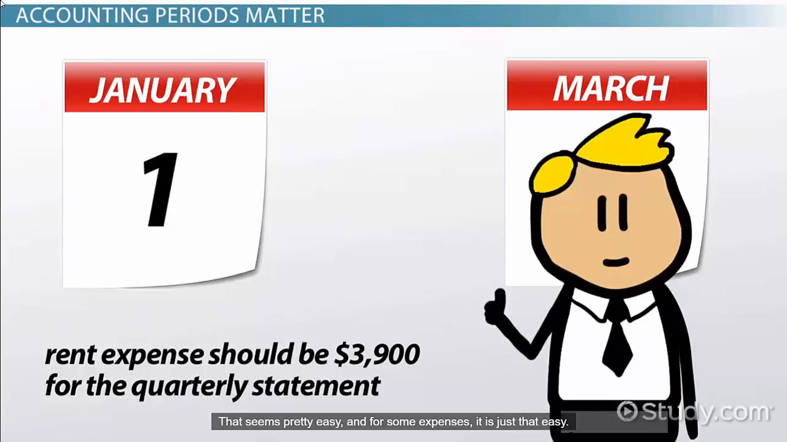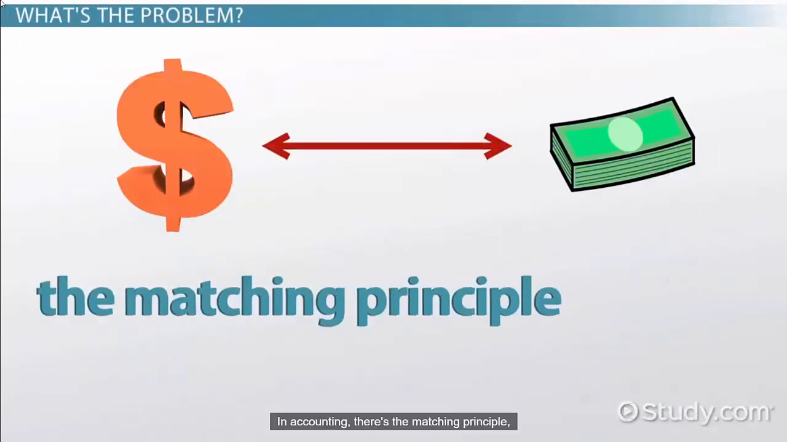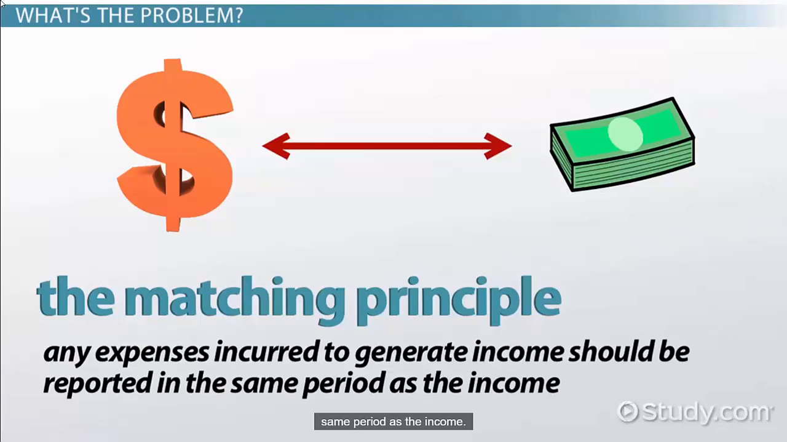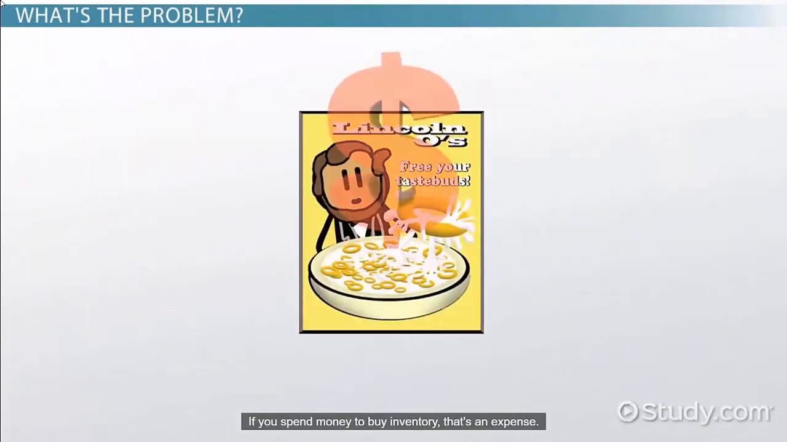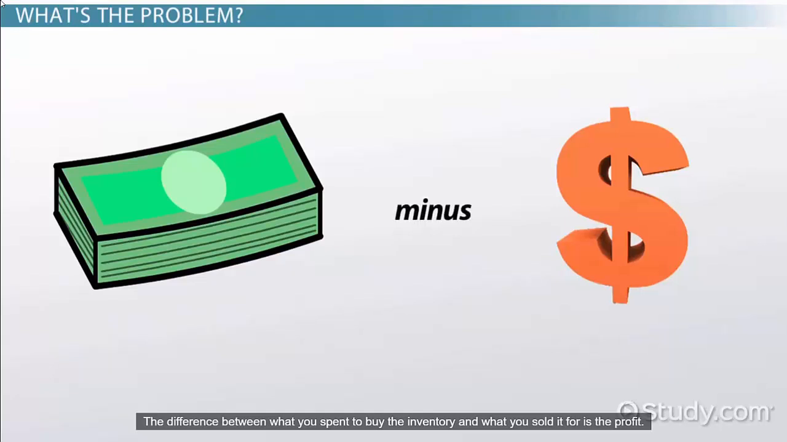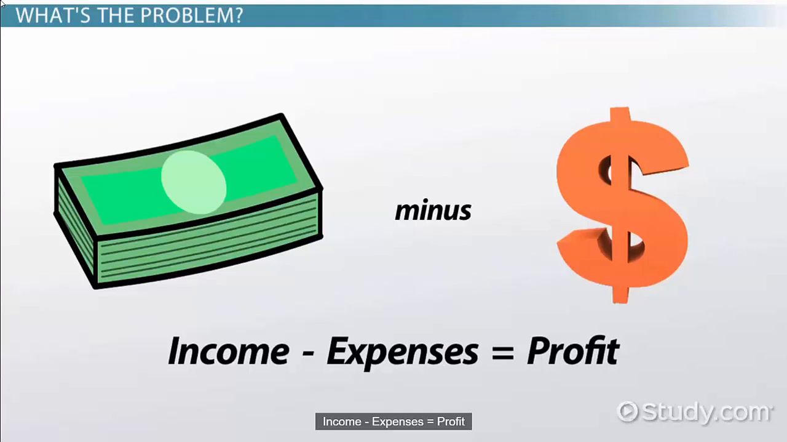That seems pretty easy, and for some expenses, it is just that easy. However, for other expenses, it's more complicated. In accounting, there's the matching principle, which states that any expenses incurred to generate income should be reported in the same period as the income. On the surface, this sounds pretty straightforward. If you spend money to buy inventory, that's an expense. When you sell that inventory, it's income. The difference between what you spent to buy the inventory and what you sold it for is the profit.